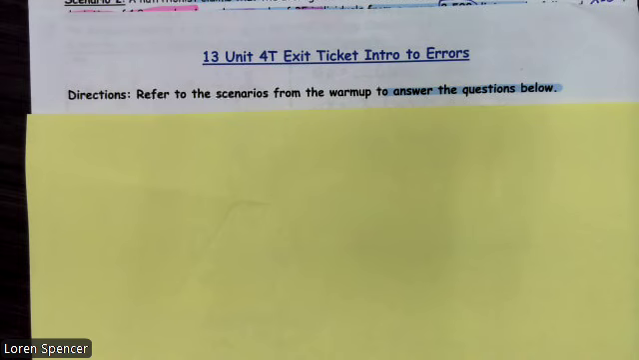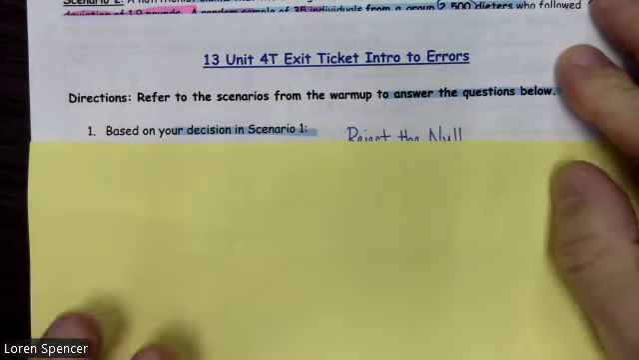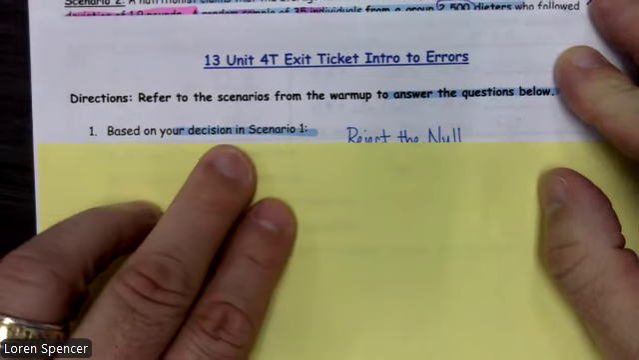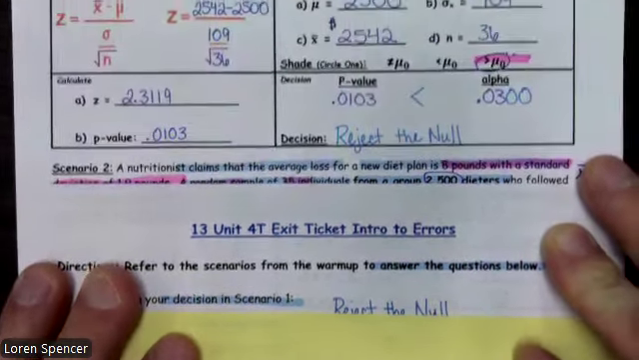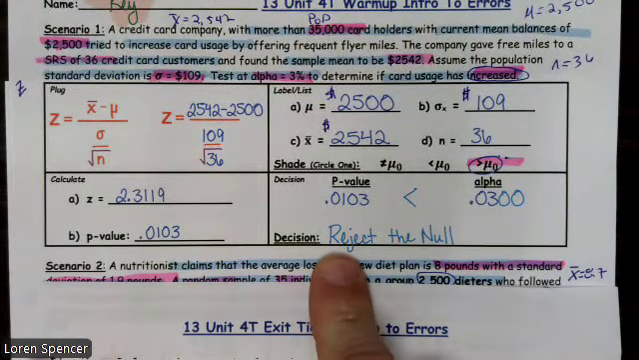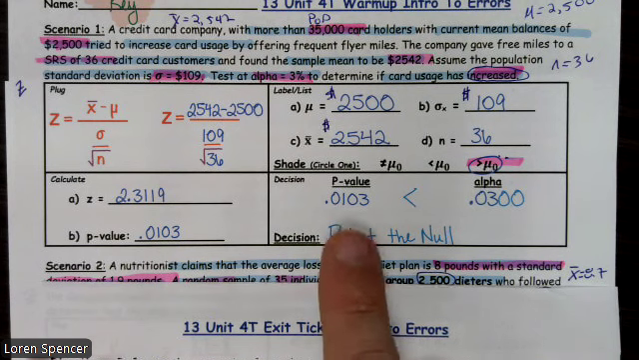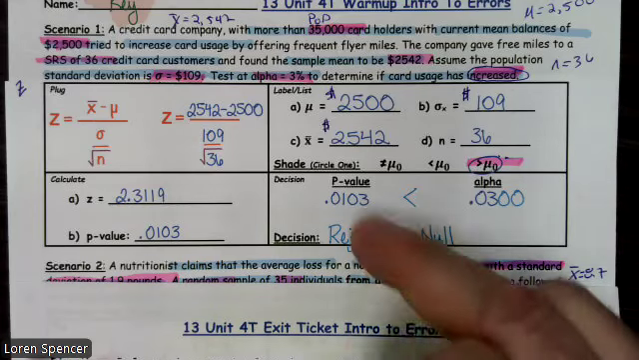It says directions: refer to the scenarios from the warm-up to answer the questions below. Our first question: based on your decision in scenario one, what type of error could we have committed? Well, let's go look at scenario one. First off, we rejected the null. If you reject the null, the only type of error you could have committed is a type one, but let's go through what that means.